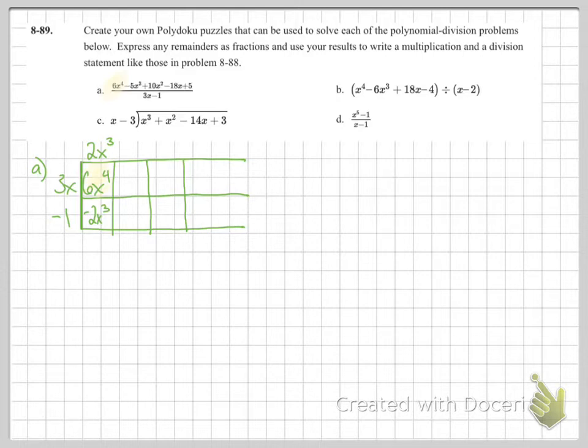Then the diagonal is supposed to equal the next number on the top. So I need it to equal negative 5x cubed. I have negative 2x cubed, so minus 3x cubed would give me negative 5x cubed. The left, 3x times the top, must be minus x squared, has to equal that box. Bottom left times the top, x squared. That diagonal has to equal the next number, 10x squared. So I have x squared, so 9x squared more.